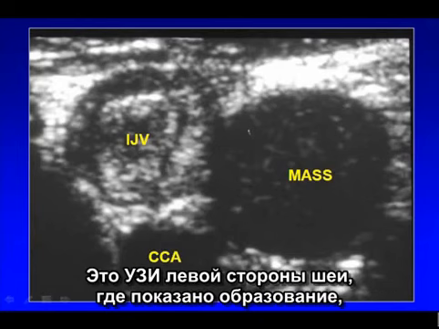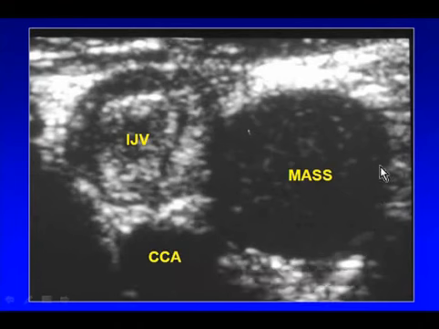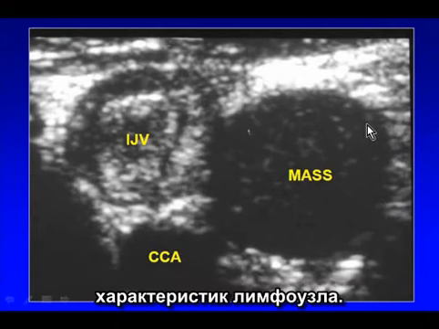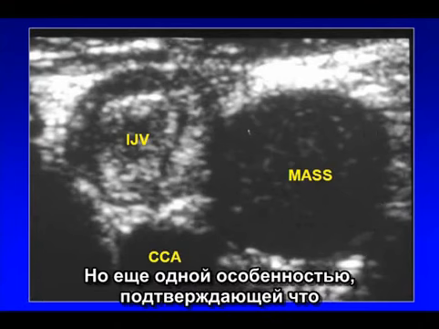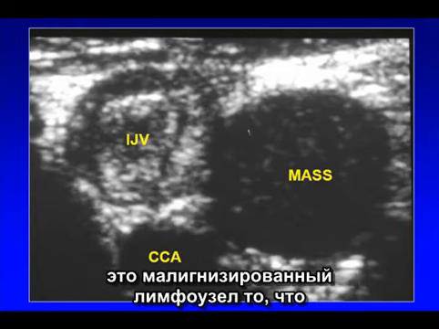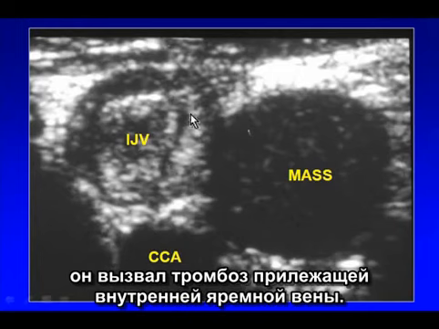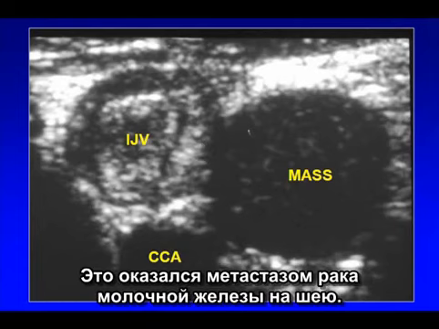This is an ultrasound of the left side of the neck, which shows a mass that does not have any benign characteristics of a lymph node, but the other signal that this is in fact malignant is the fact that it is causing thrombosis of the adjacent internal jugular vein. And this turned out to be metastatic breast carcinoma to the neck.